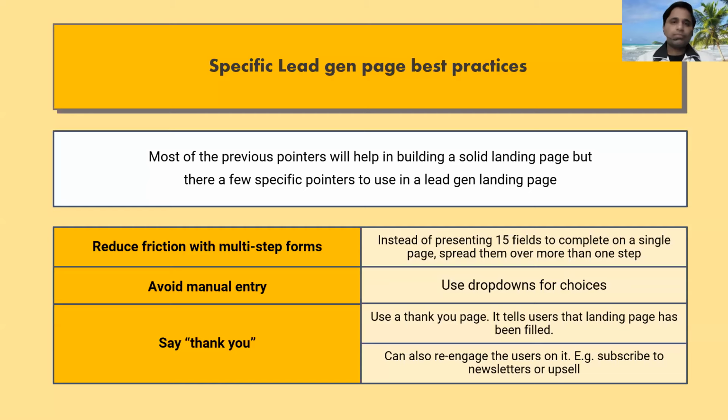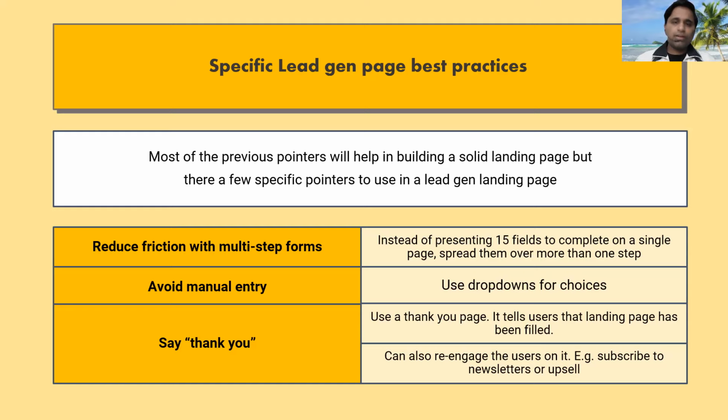Now those earlier points were some landing page best practices, but on this slide we have specific lead generation page best practices. There are 2 to 3 points only. You have to reduce friction with multi-step forms. If your form has multiple fields, you do not need to create a page on which a user needs to scroll and scroll and scroll and never finishes your form. Your form needs to be concise.